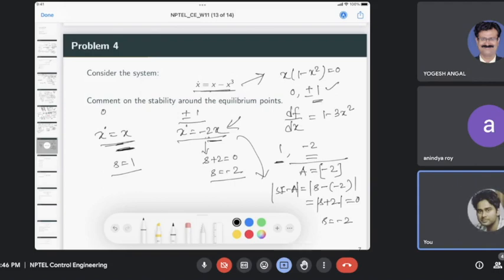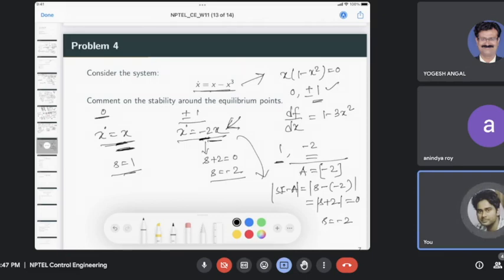This you can easily see from the negative value also. For the one dimension case it is easy. So the eigenvalue is minus 2, the pole is minus 2, and so it is stable around that point. But for the other it is positive, so for 1 it is unstable around that equilibrium point. Totally, what we can say is it is unstable, because one is unstable.